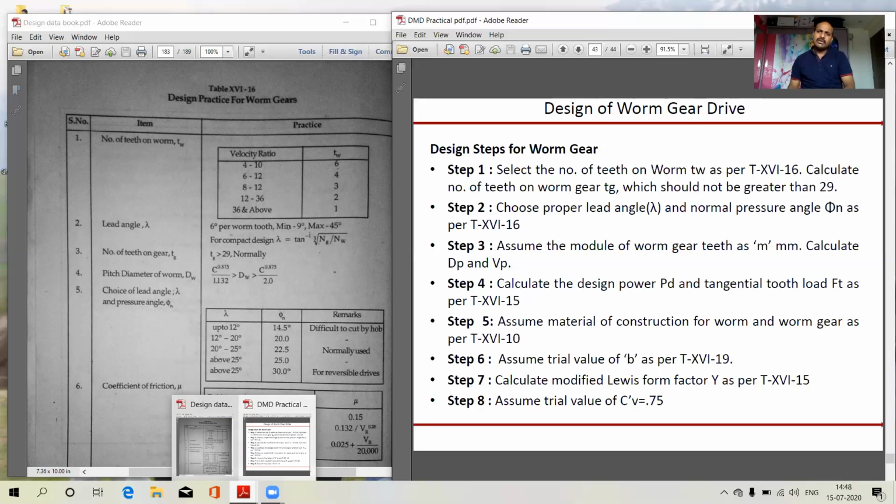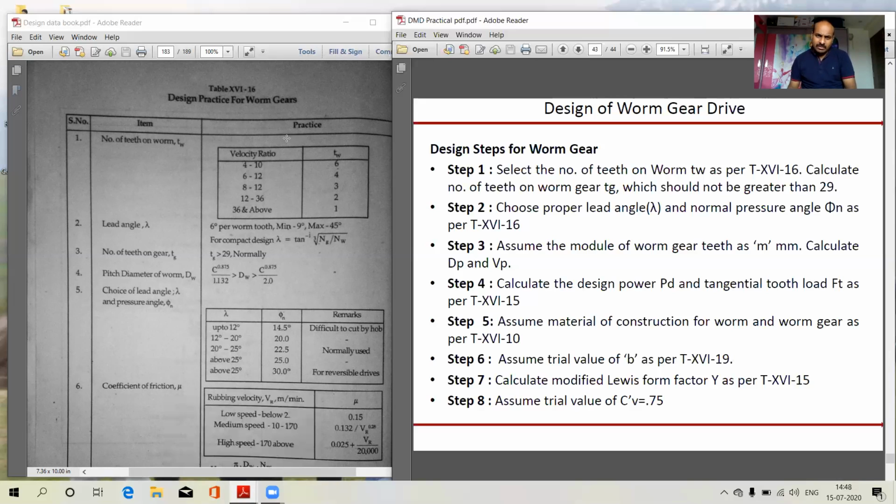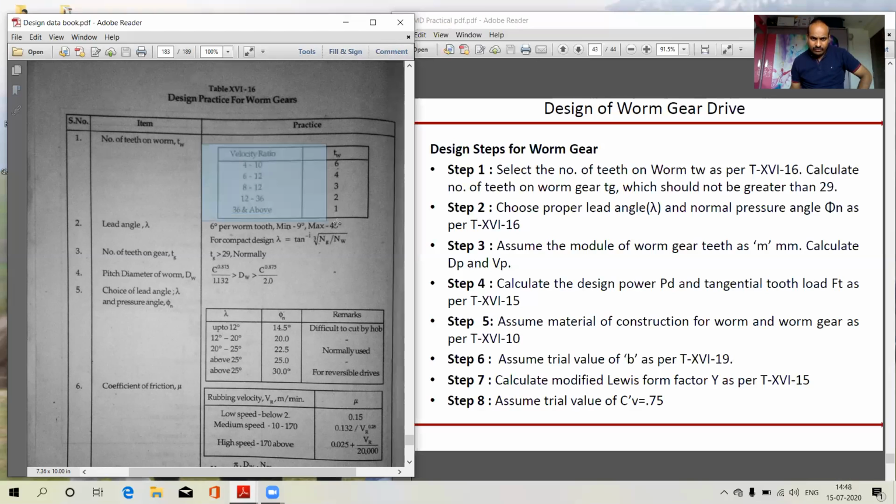Now using that velocity ratio, see on page number 176, Table number XVI, serial number 1. You find this table. I am highlighting it. See, the number of teeth on worm, TW, depends on the velocity ratio.